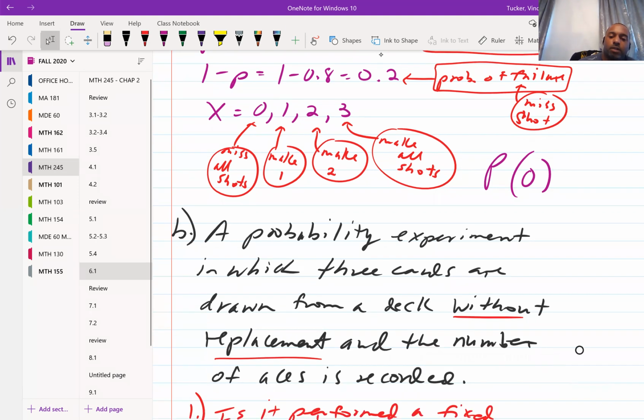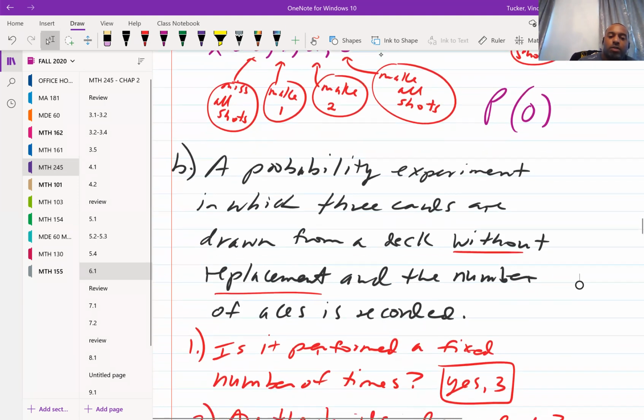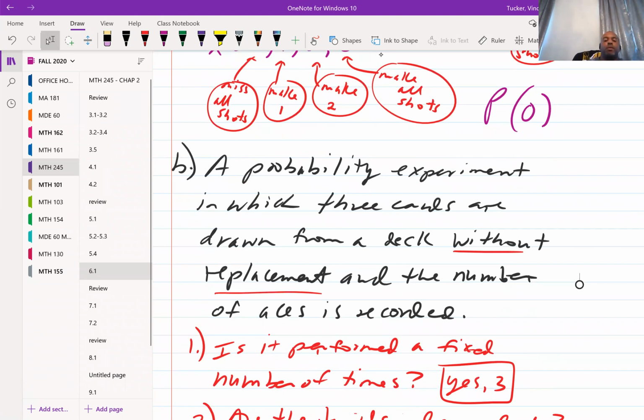All right, let's look at them. So first one, is it performed a fixed number of times? The answer is yes. It's 3. We're picking out 3 cards from the deck.